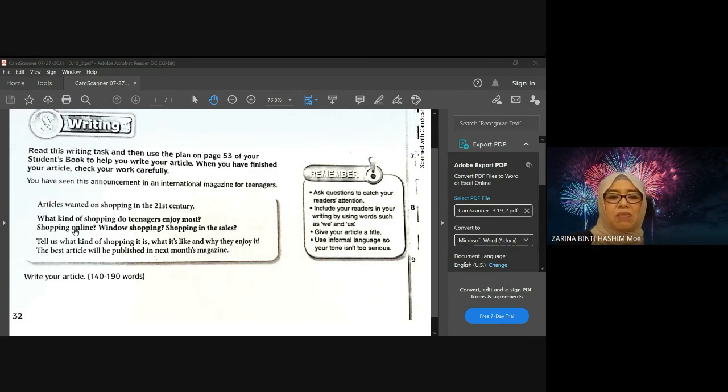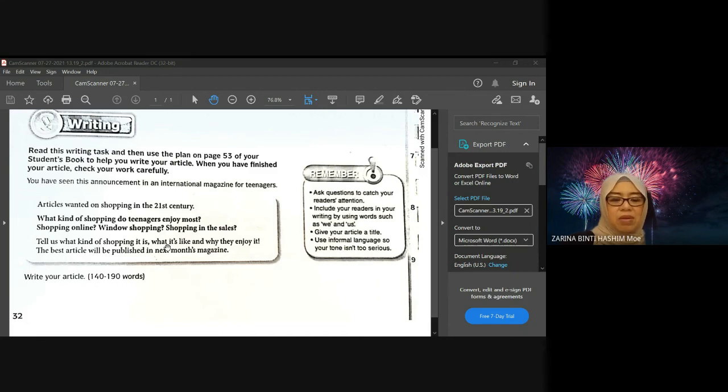So kalau kamu pilih shopping online lah, kalau kamu pilih window shopping, so your point will be based on your choice. Okay, yang bawah ni akan berdasarkan kamu punya choice. Kamu nak pilih shopping online ke, kamu kena pilih satu. Okay, tell us what kind of shopping. Dekat sini kena beritahu dah. Shopping online ke, window shopping ke, shopping in the sale. Okay, kena beritahu dekat paragraf tu.